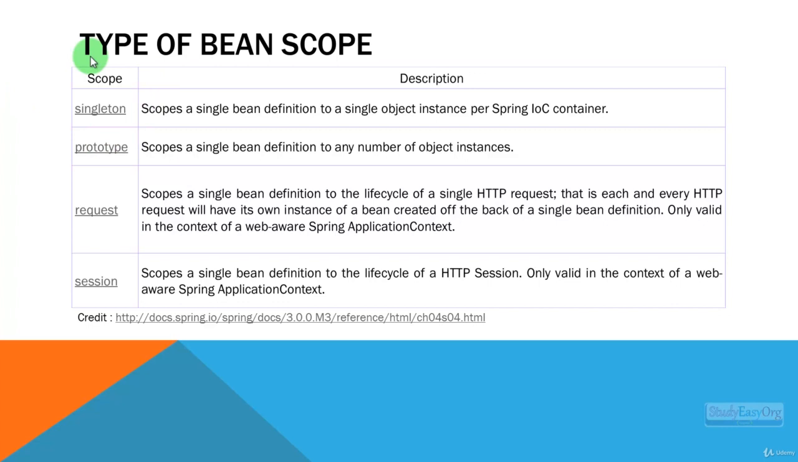Now, as the name suggests, singleton scope means only a single object instance would be created for a specific bean in the application. Whereas, if we talk about the prototype scope, then multiple object instances may be created based on the program. And we will try to understand these two scopes with reference to a program.